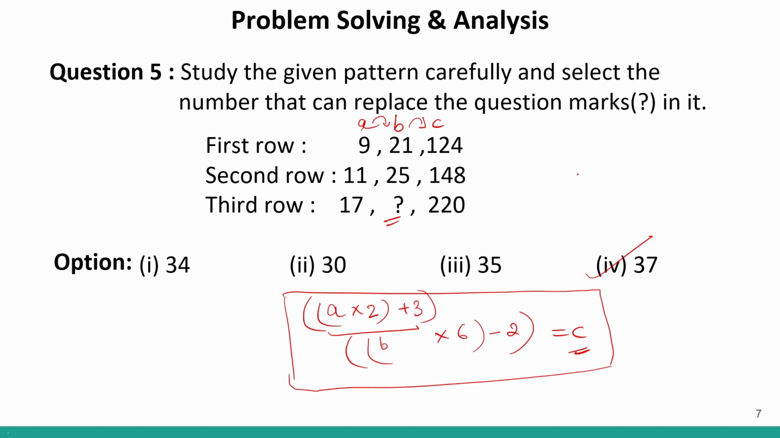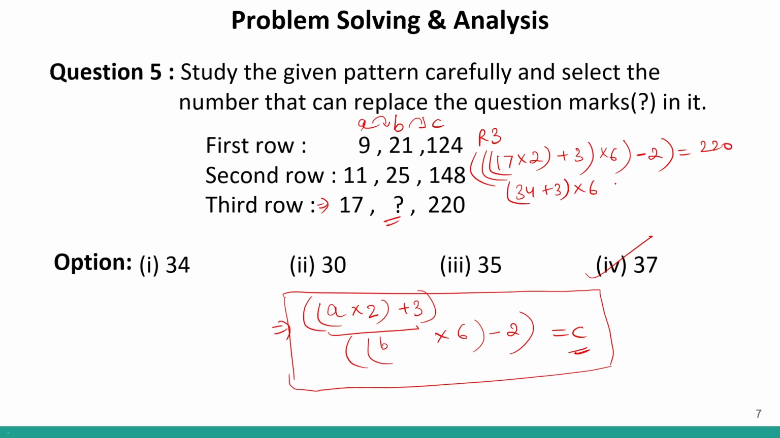So let me do it again quickly just for this row. Just for row 3 I'm doing. If I follow this logic, 17 into 2 plus 3, multiplied by 6 and subtracted by 2, will give me 220. Let us check. 17 into 2 is 34, plus 3, into 6, and minus 2 will give me 220. So 34 plus 3 will be 37, into 6, minus 2 will give me 220.